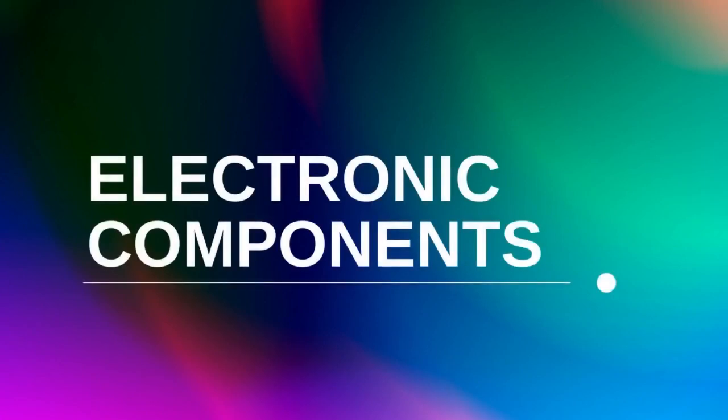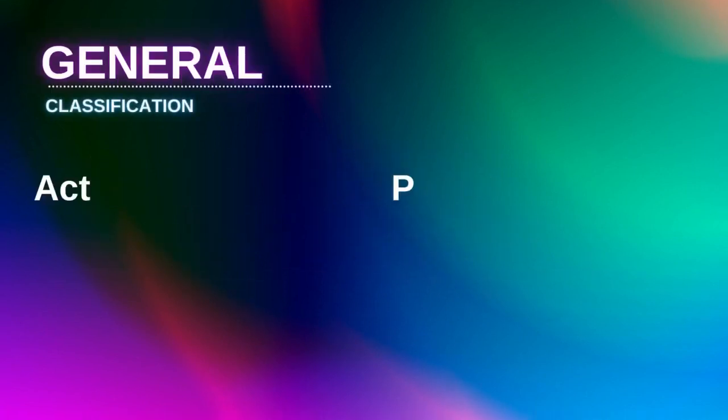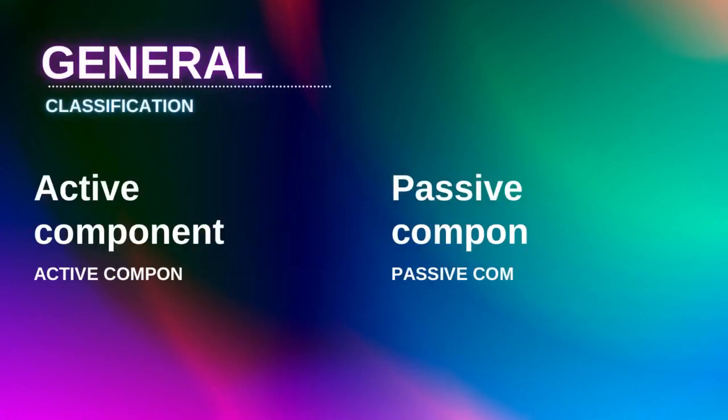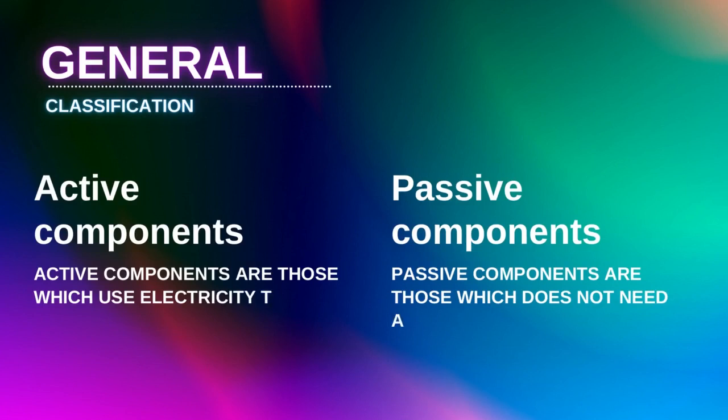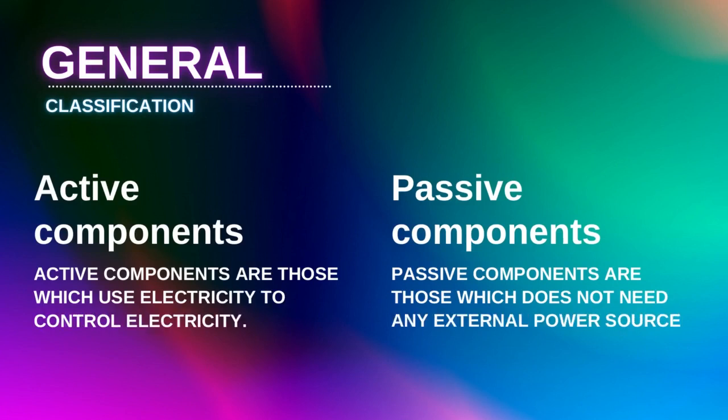So guys, today we will discuss the components of electronic circuits. In general, there are two classifications of electronic components: active components and passive components. Active components are those which use electricity to control electricity, and passive components are those which don't use any external source to achieve their objective.